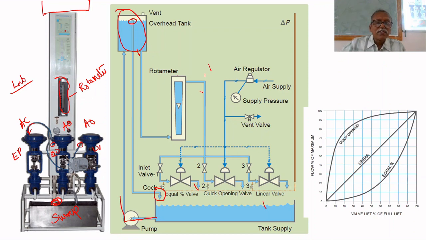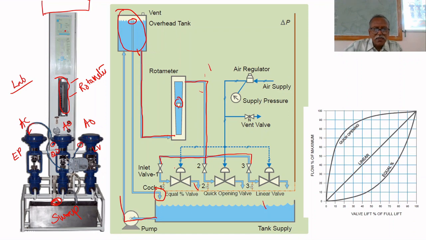The output of this overhead tank is connected to the valve through this rotameter. This is the rotameter, already I told you. This is the float to indicate the flow rate. Always it should be connected to the bottom of the rotameter, so the flow inside the rotameter will always be against gravity. The outlet is connected to the valve. There are 3 tappings, one to the first valve, second valve, and third valve. That's all. This is the arrangement.